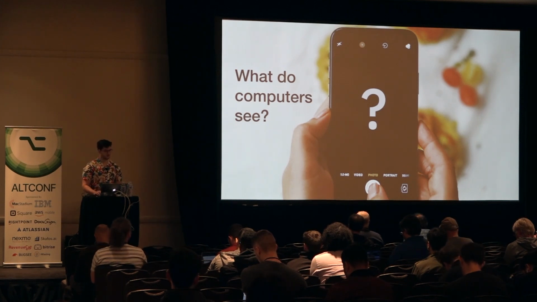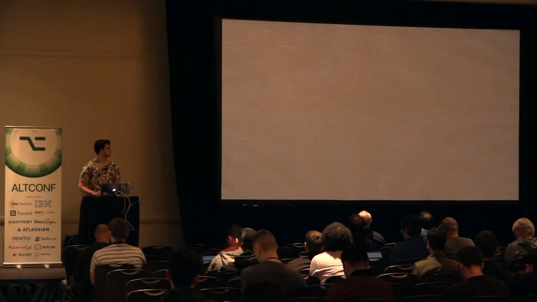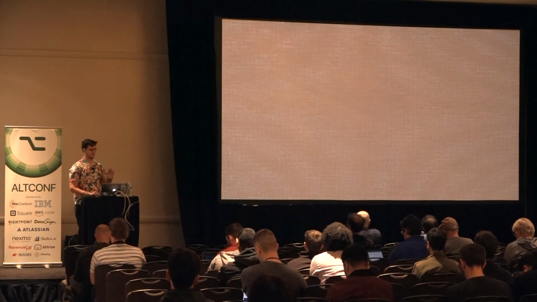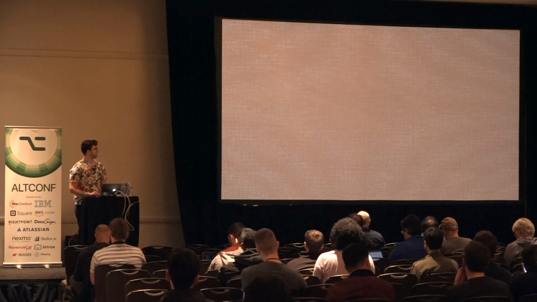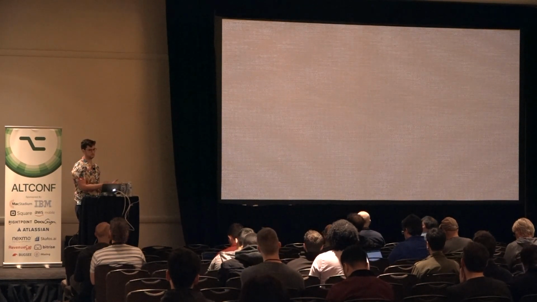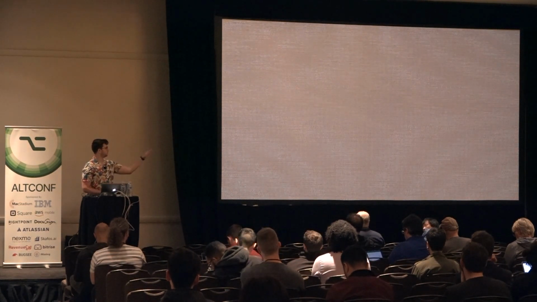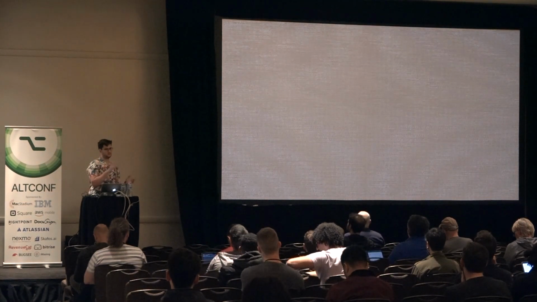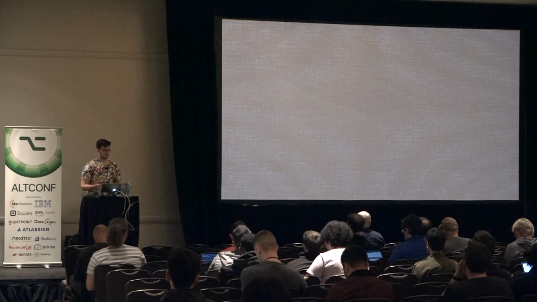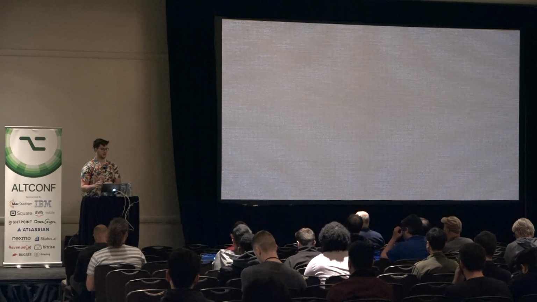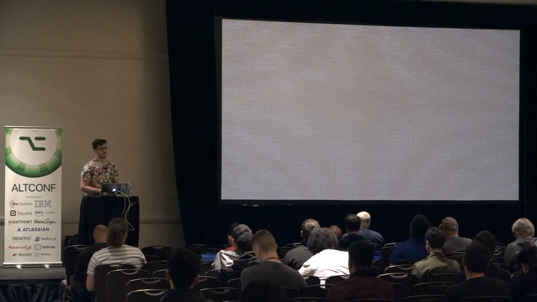So to start, what do computers see? This is probably what the computer sees. It just looks like a lot of noise. It's actually a picture of a cat. I just took all the pixels, and these are just the hex codes, like FF83B7. And it just looks like a lot of noise. So how can we take this and turn it into something that a computer can actually understand?